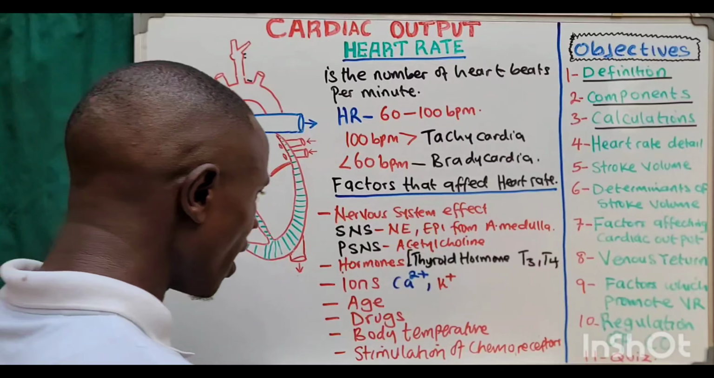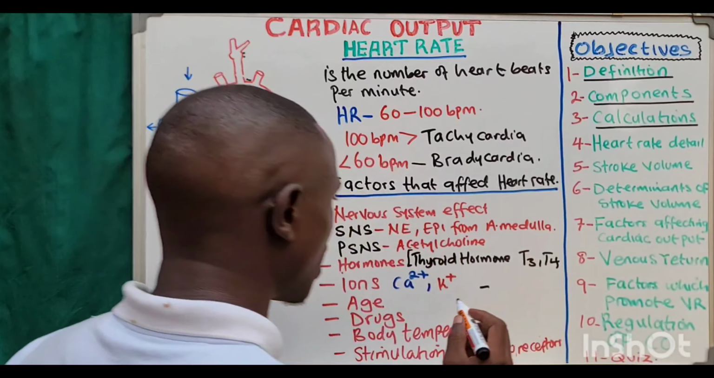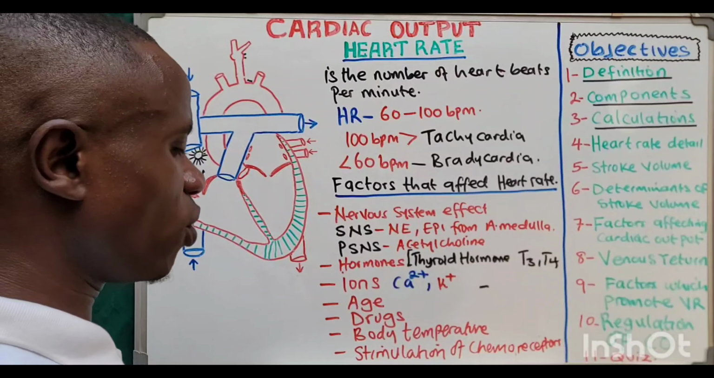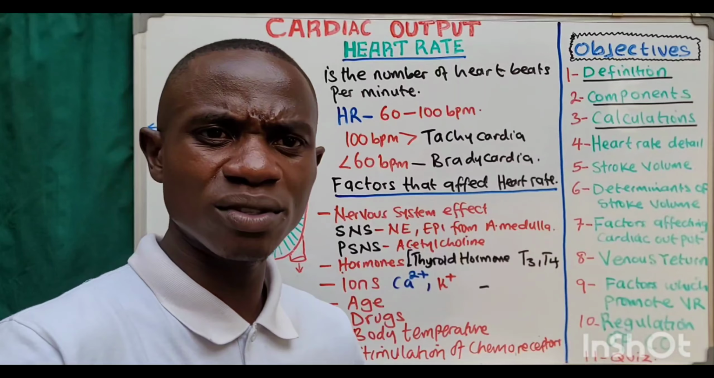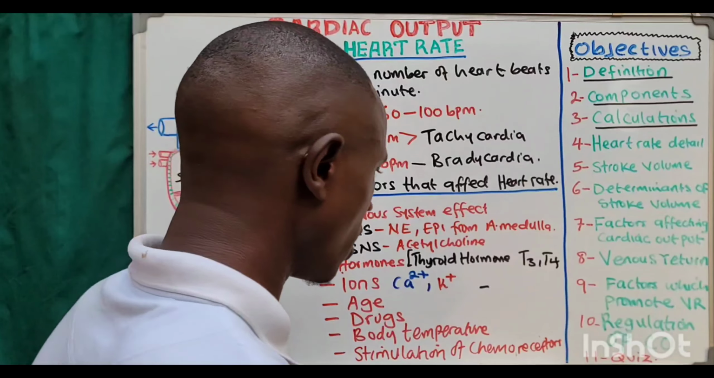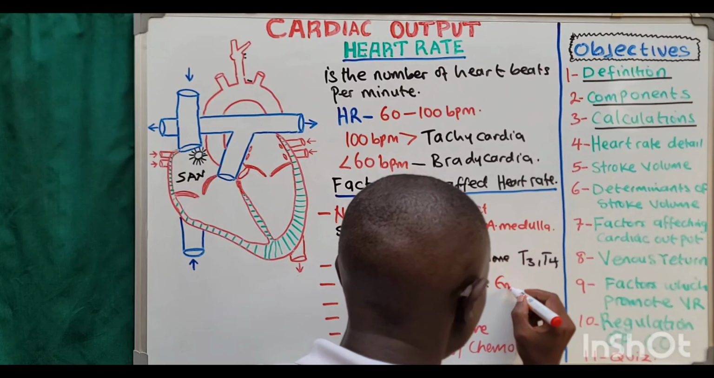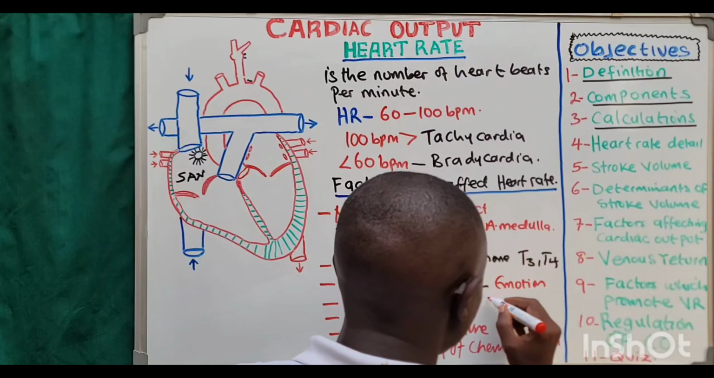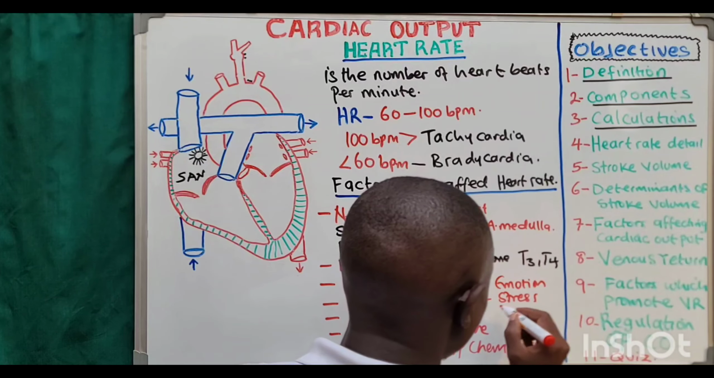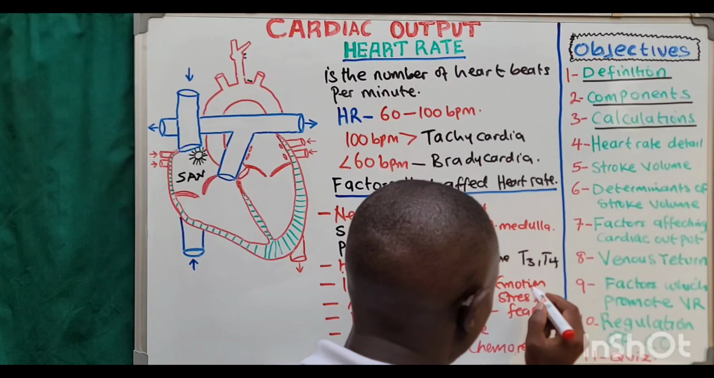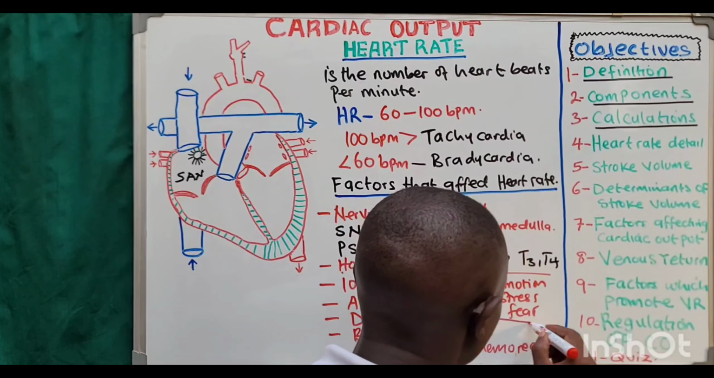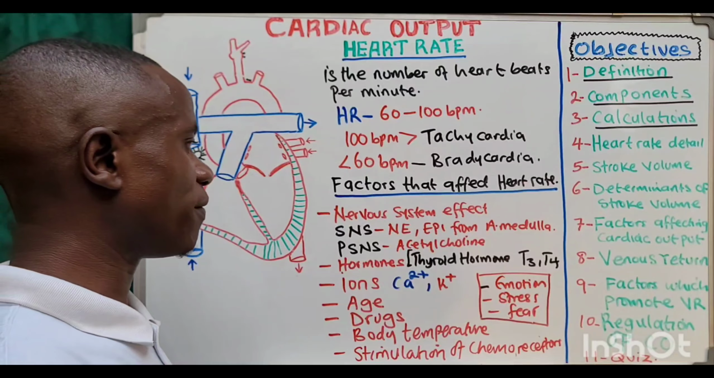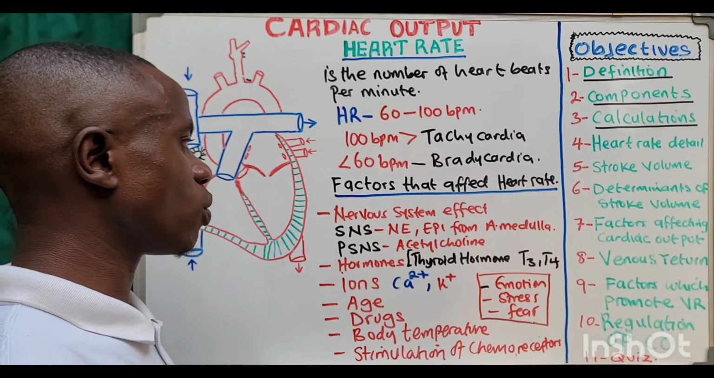And then another factor which can also affect heart rate is any kind of emotions, fear, or stress. Emotions, stress, and any kind of fear, these ones are also factors which can affect heart rate. So now that briefly covers heart rate.